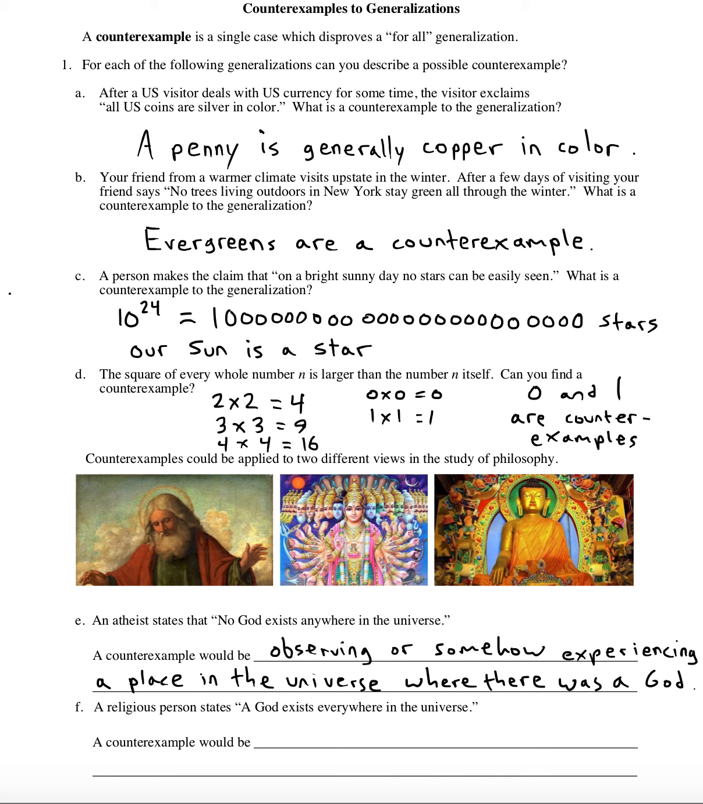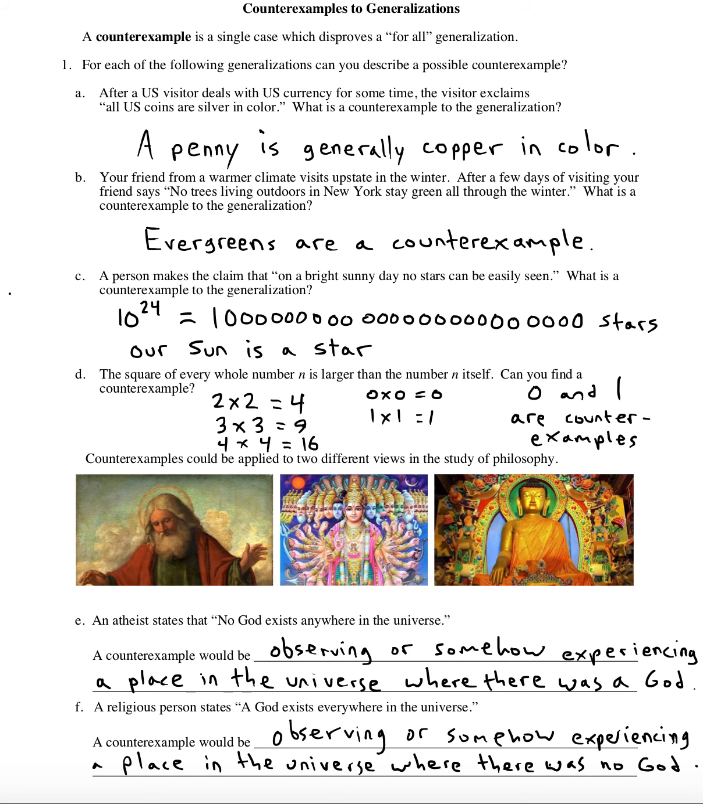But what if we were to look at the opposite situation? A religious person states a God exists everywhere in the universe. A counterexample could be observing or somehow experiencing a place in the universe where there was no God. These are cases of counterexamples in science, math, and philosophy. But what we want to look at next is the scientific method and how they are very important in that context.